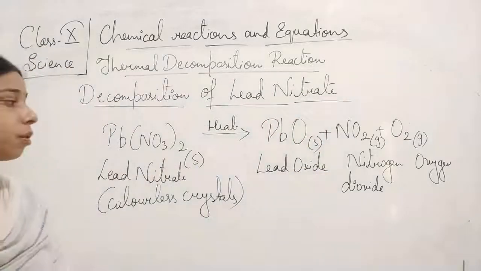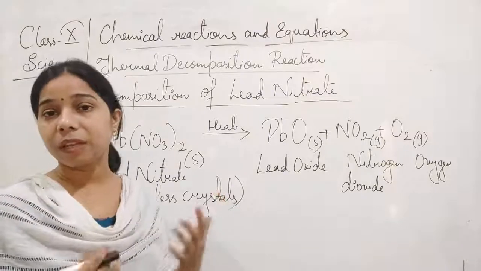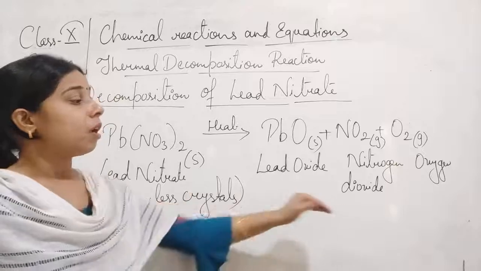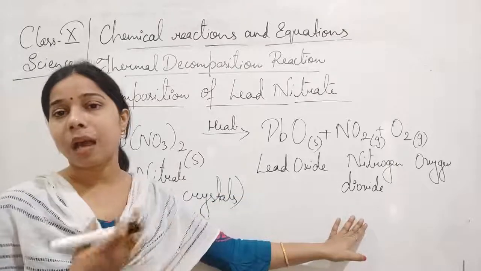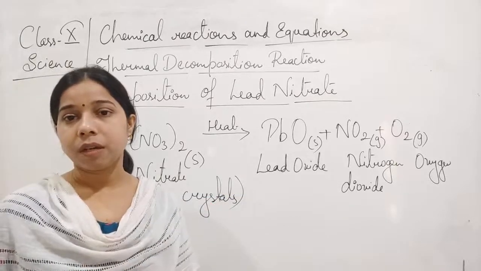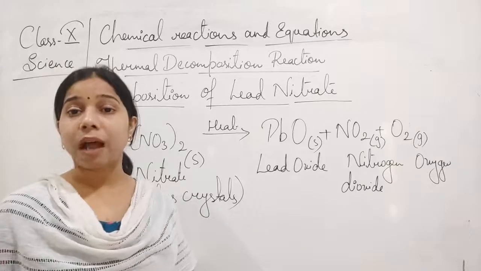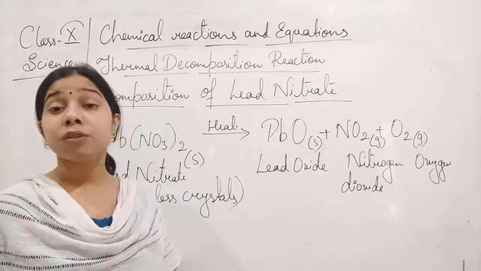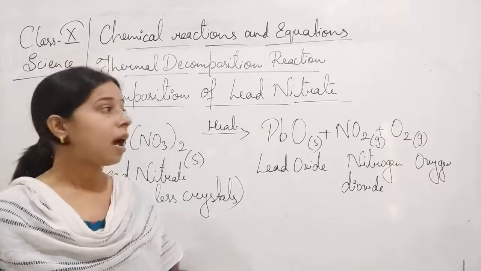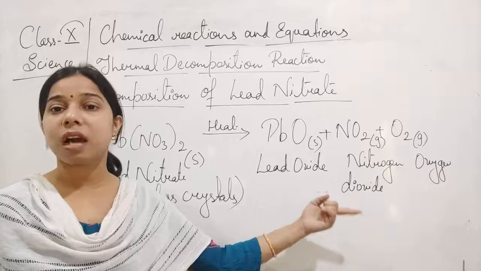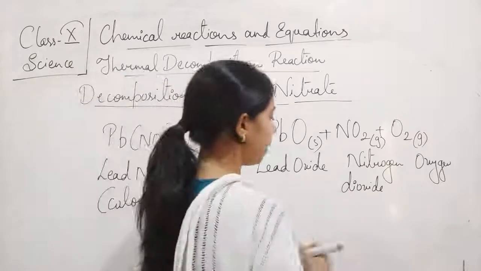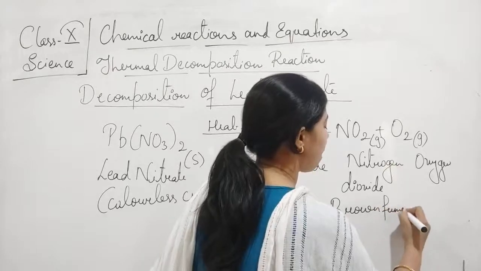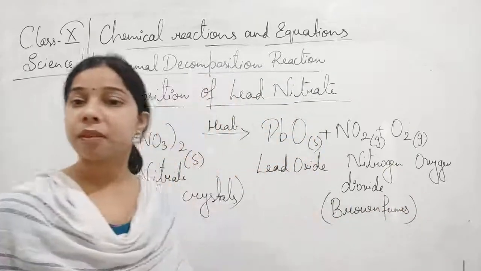And afterwards, after giving heat for a few seconds, you will find that brown fumes are coming out of the boiling tube. These brown fumes are confirming a gas which is evolving due to this decomposition reaction, and that is nitrogen dioxide. So we will say that this nitrogen dioxide comes out in the form of brown fumes.